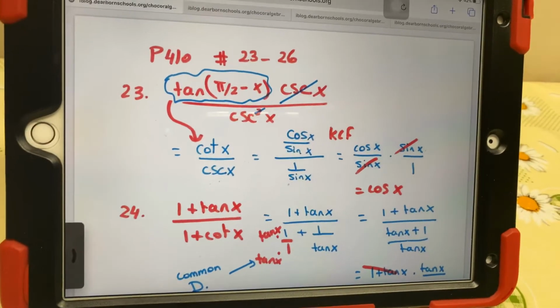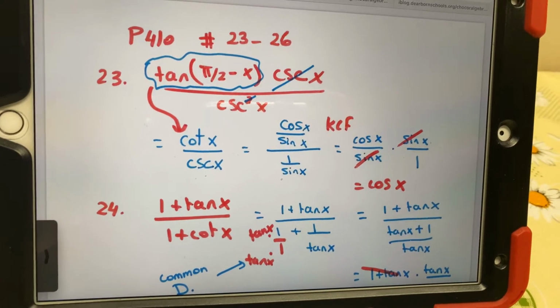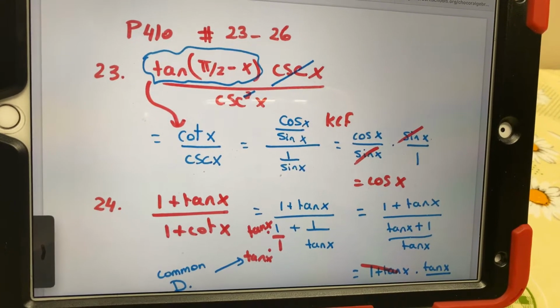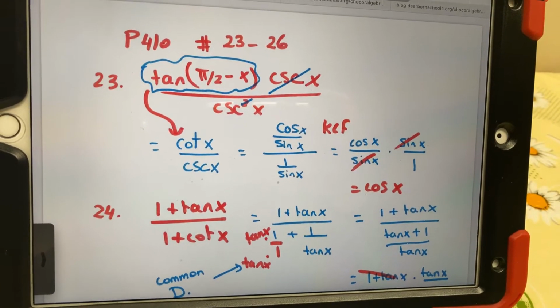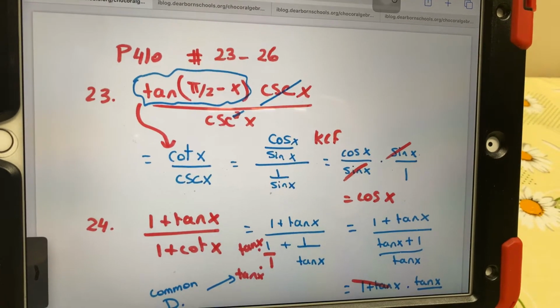Good evening, guys. In today's video, Thursday, March 19th, we're going to go over the homework problems from yesterday, page 410. And it's going to be 23 through 32, but I divided them into three parts.